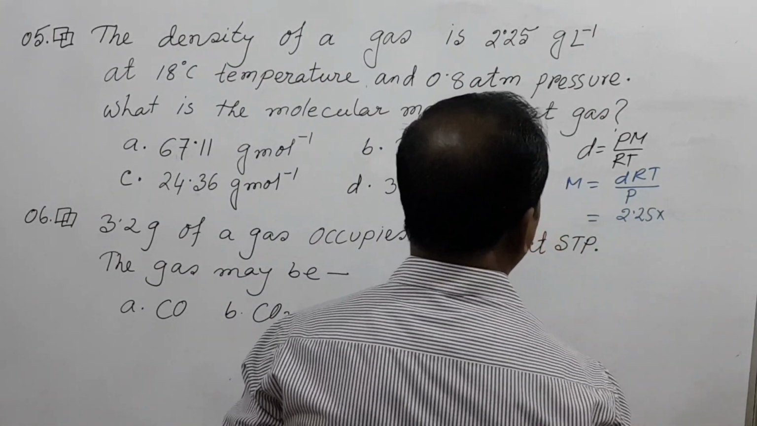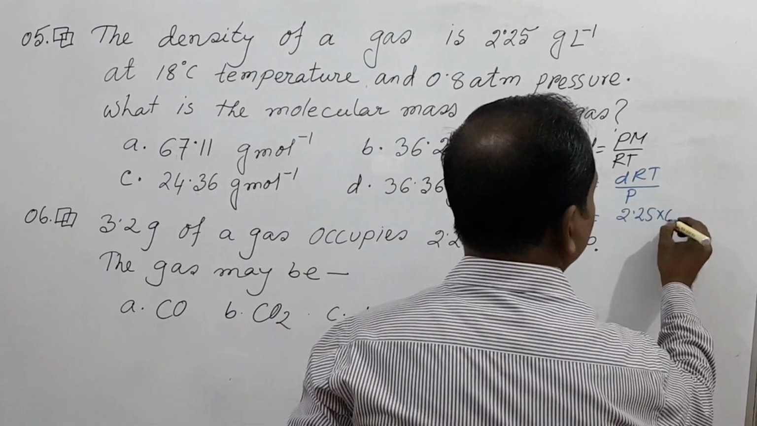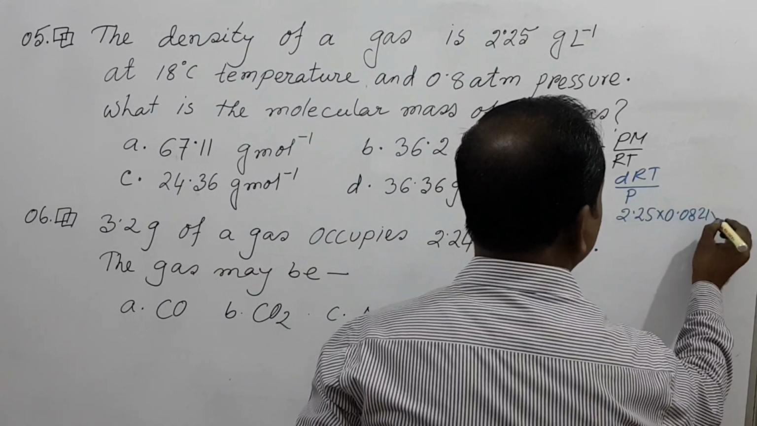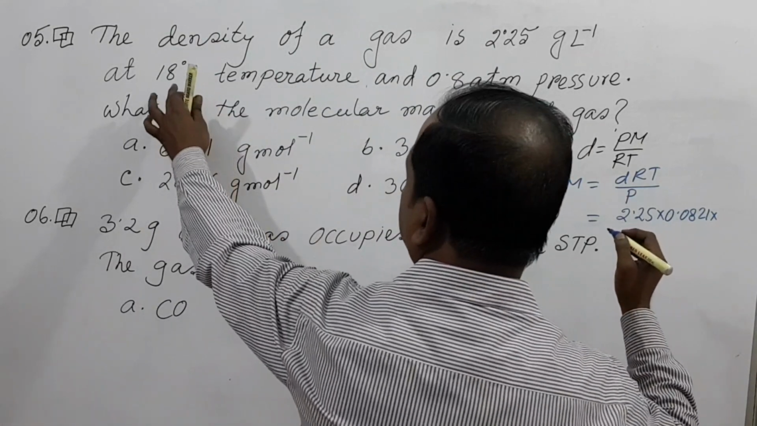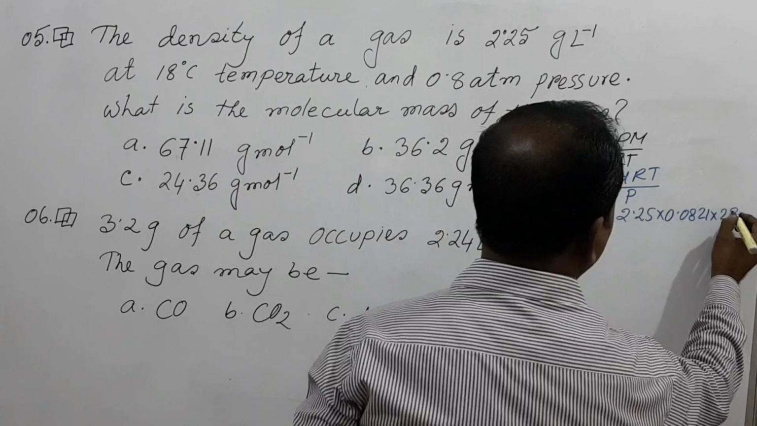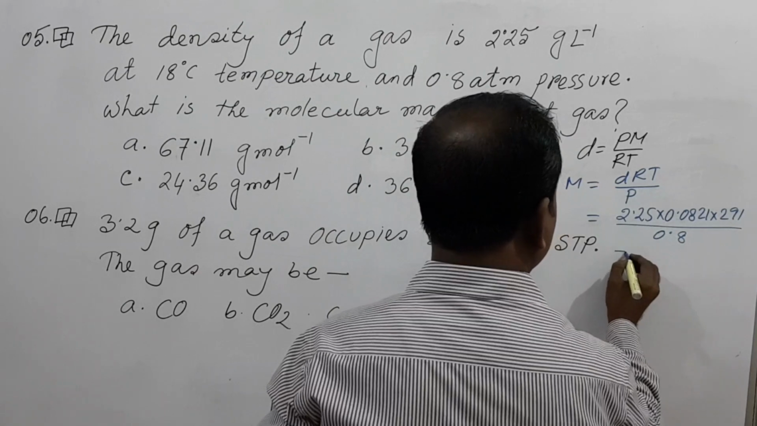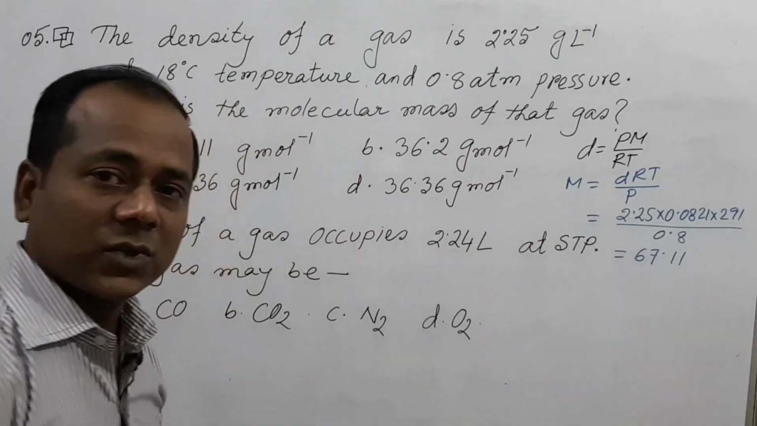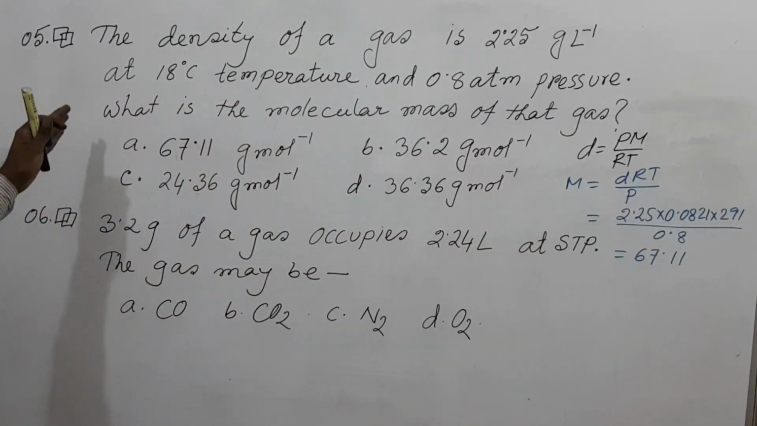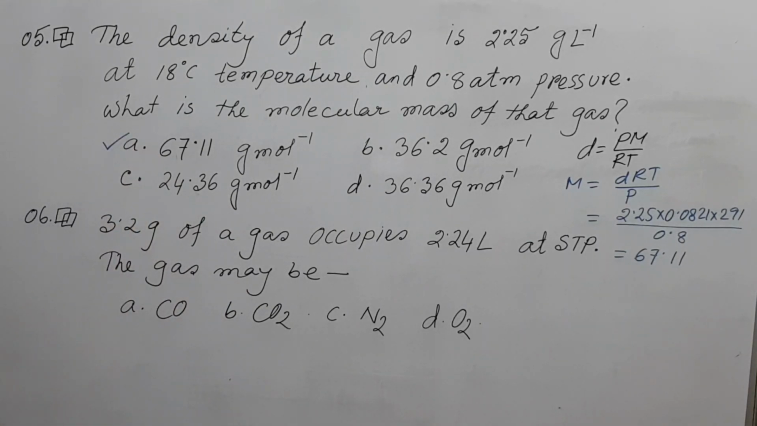2.25, and molar gas constant R equal to 0.0821, temperature T equal to 18 degree centigrade, that means 291 Kelvin, and pressure P equal to 0.8, and we get the answer 67.11. So, for this question, the answer is A, 67.11. Now, question number 6.